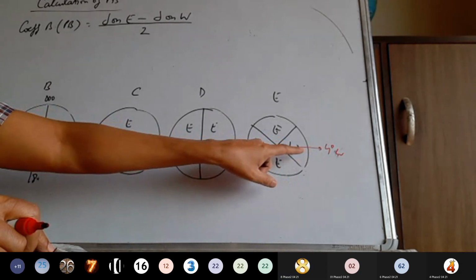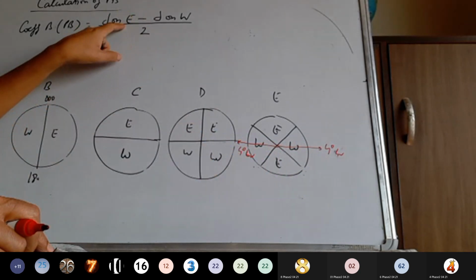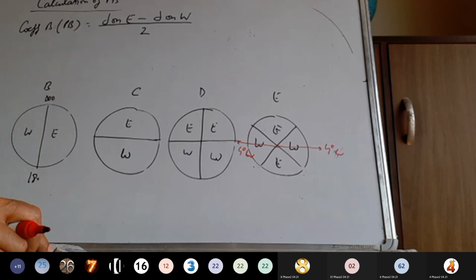So will the component due to coefficient E get cancelled when we put it in this formula? Because there is a negative sign in between.